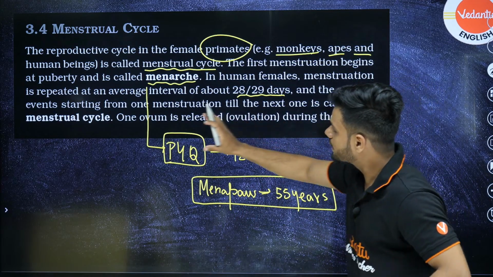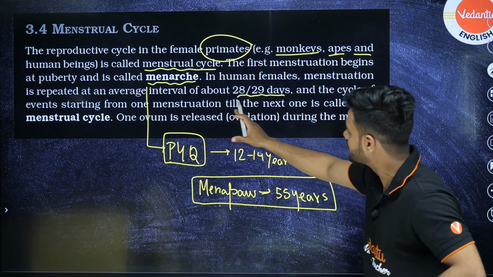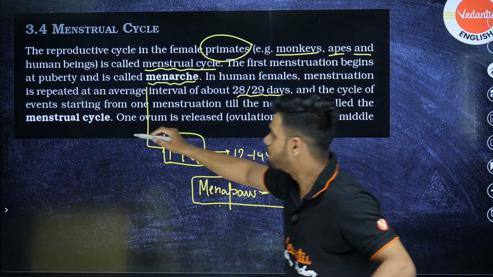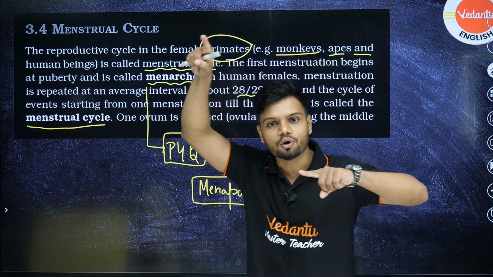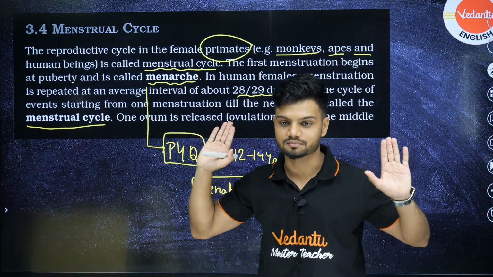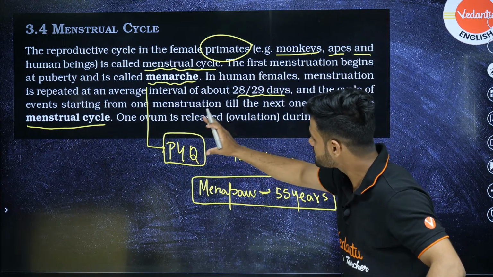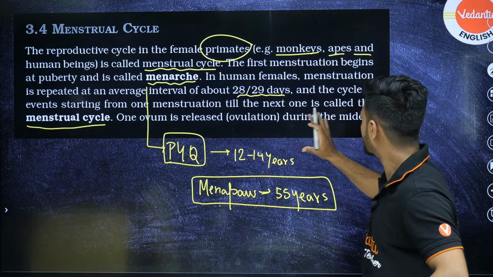And the cycle event starting from one menstruation till the next one is called the menstrual cycle. So the entire thing is called the menstrual cycle. Easy, easy. The ovum is released, that is ovulation, during the middle.